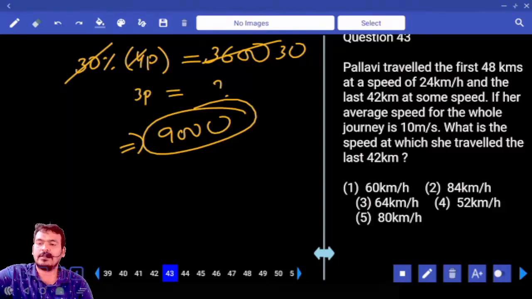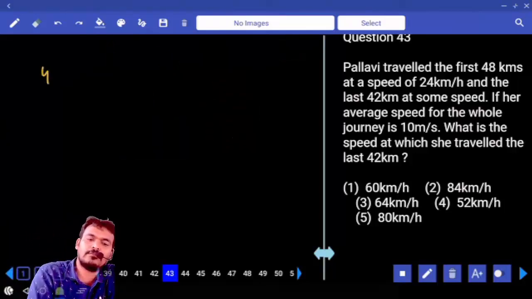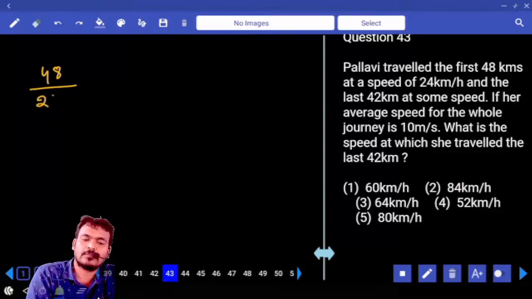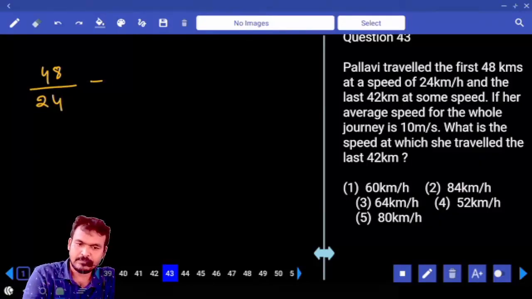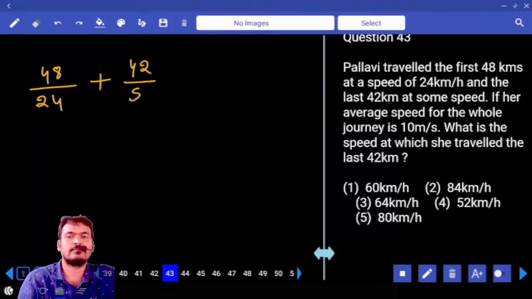Pallavi traveled the first 48 kilometers at a speed of 24 kilometers per hour and the last 42 kilometers at some speed. If her average speed for the whole journey is 10 meters per second, what is the speed at which she traveled the last 42? In the first case the distance traveled is 48 at a speed of 24, plus the second distance 42 at some speed s. 48 by 24 is the time in the first, and 42 by s is the time in the second.